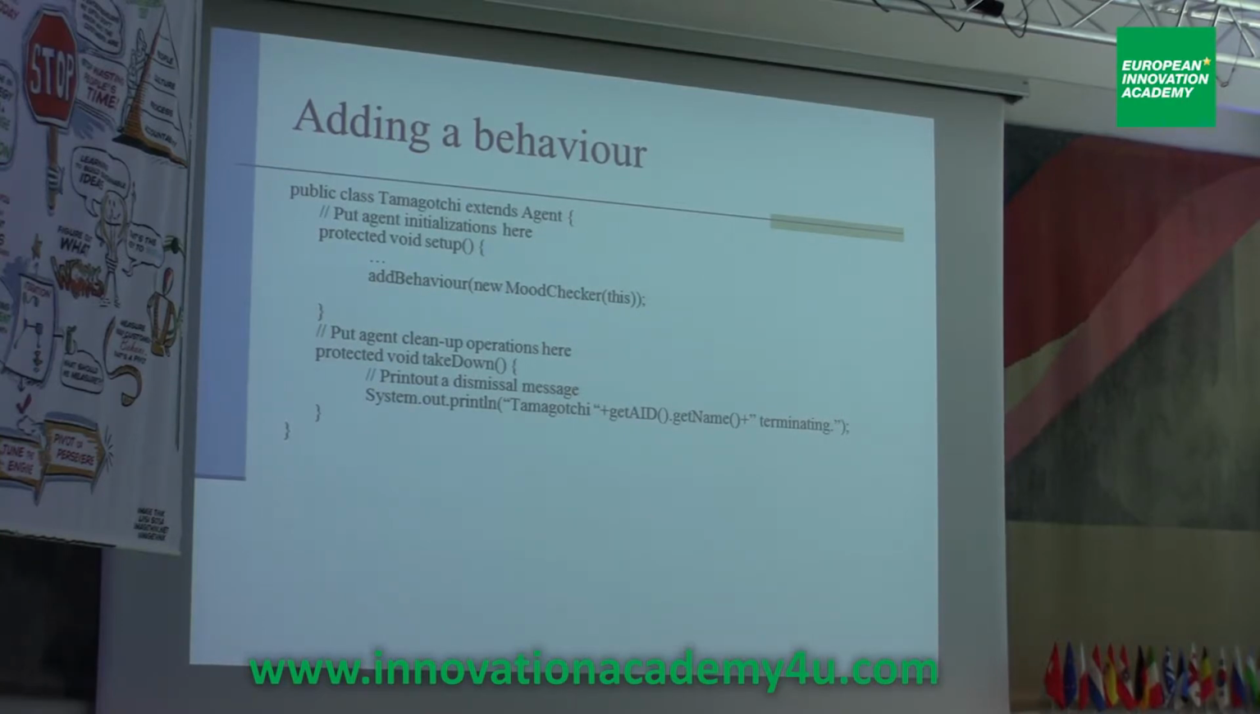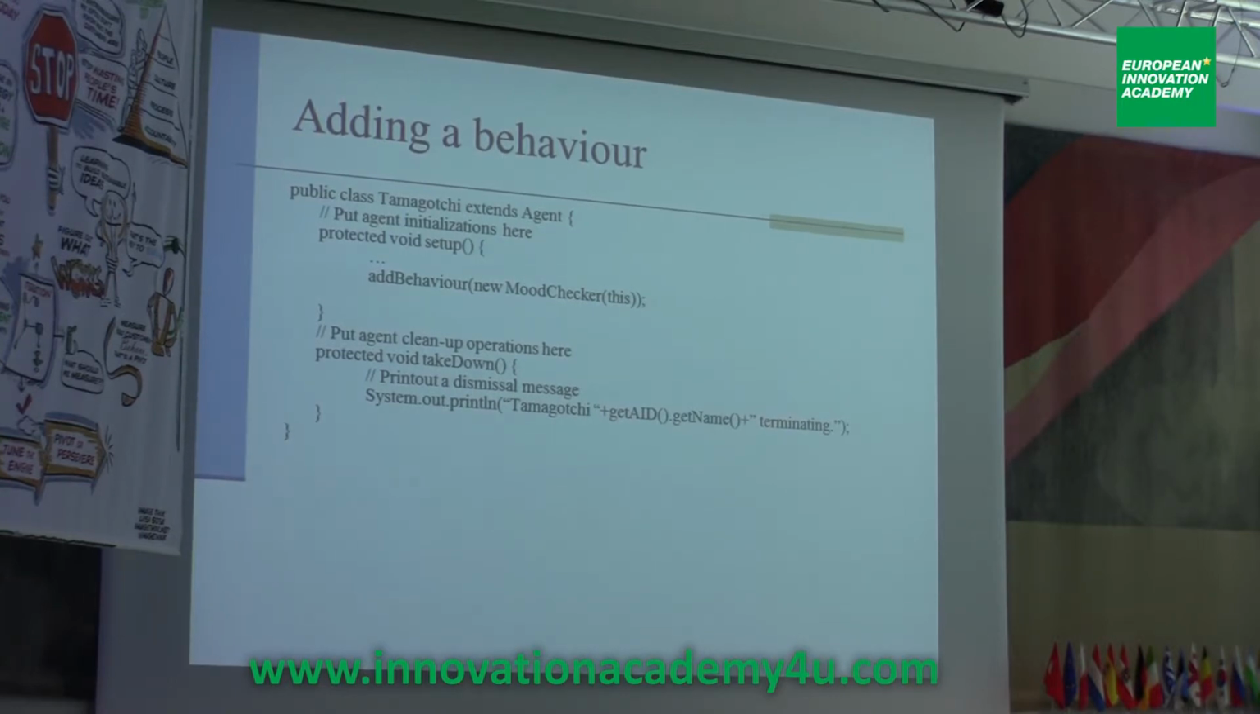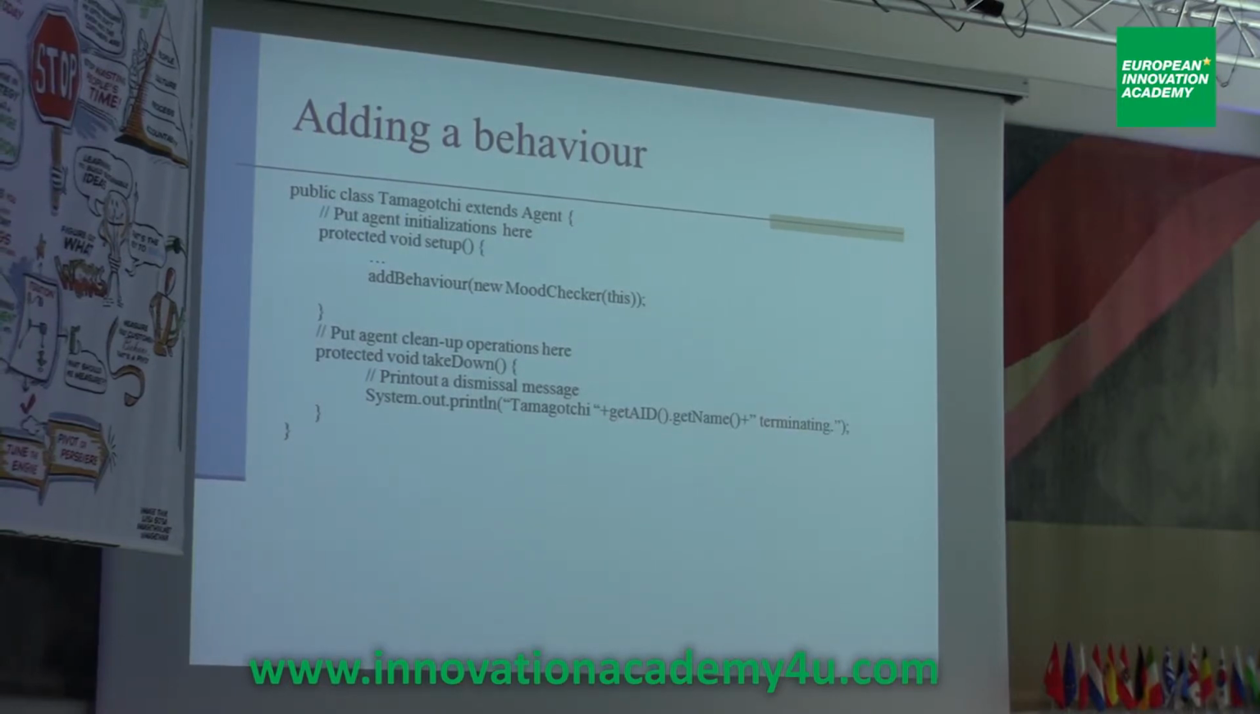And why mood checker? Why do we need this mood checker? This is a behavior that checks the mood of an agent. Is it in a good mood or bad mood? So why do we need it? Well, we need it because these JADE agents are by definition reactive, which means that we somehow need to simulate or compensate for proactive behavior.